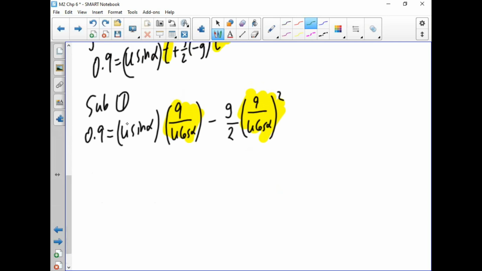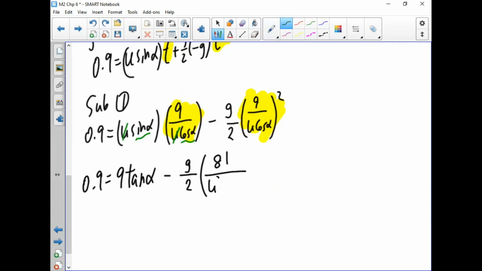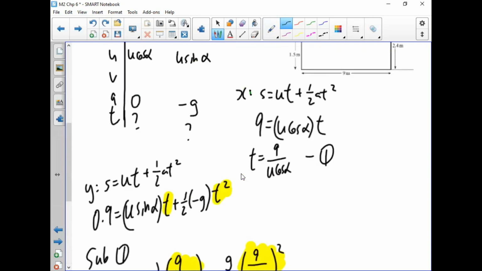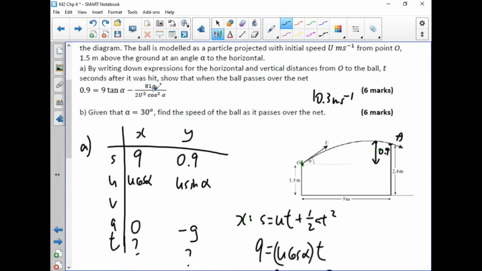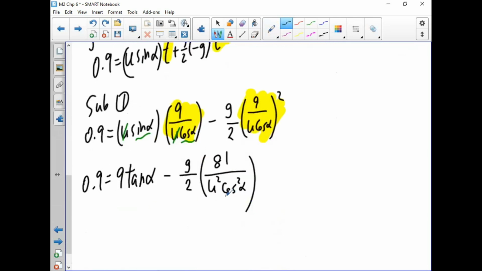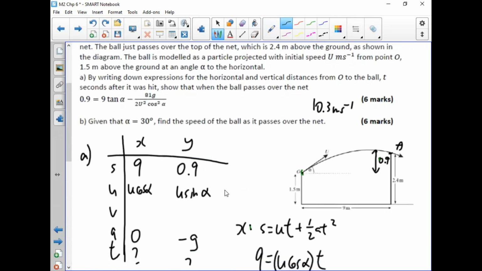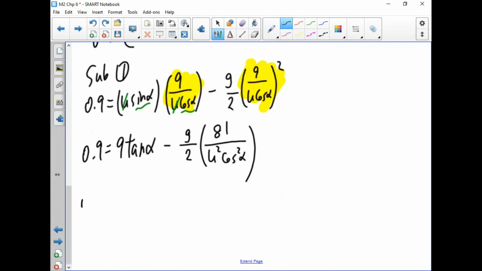In the first fraction, the u and the u cancel out. Sine alpha over cos alpha makes tan alpha. So 0.9 equals 9 tan alpha minus g over 2, let me do the squared, so 81 over u squared cos squared alpha. Now let me check the question. The working is not always the same. You have to play it by the question. So the question was 81g over 2u squared cos squared alpha. Have we got that? Yeah, we've got that. We don't have to do any of the shenanigans that we did in the last question. 0.9 equals 9 tan alpha minus 81g over 2u squared cos squared alpha. That's it.